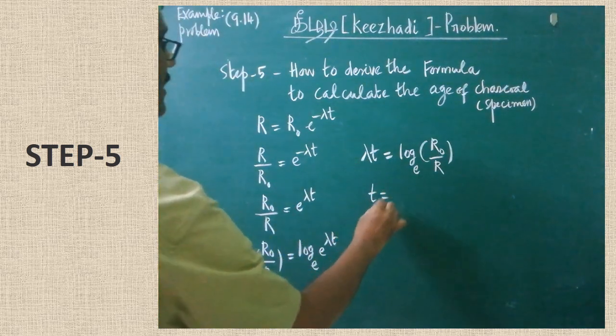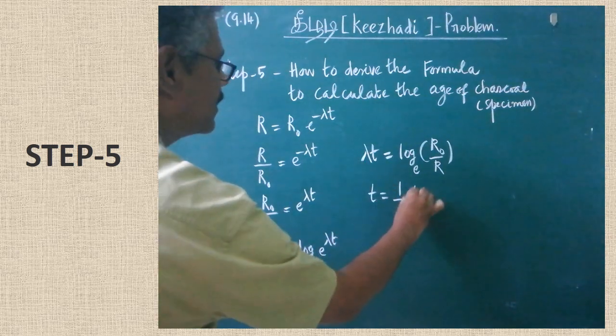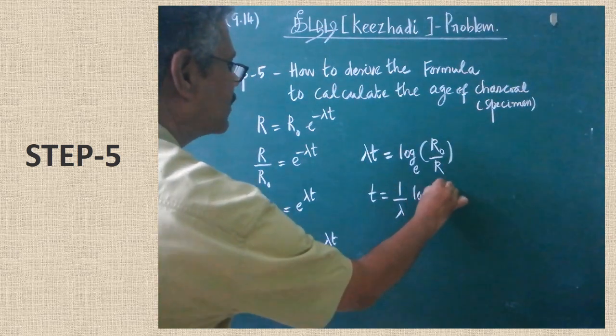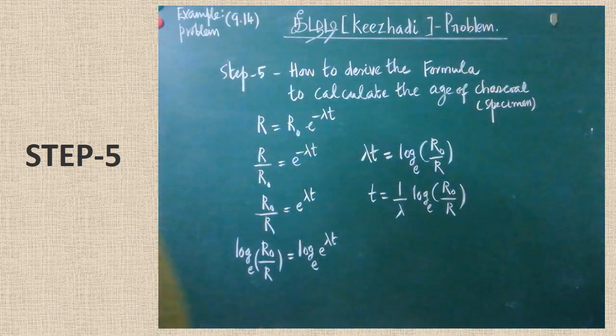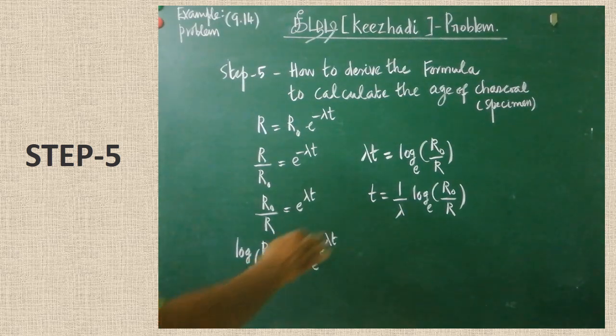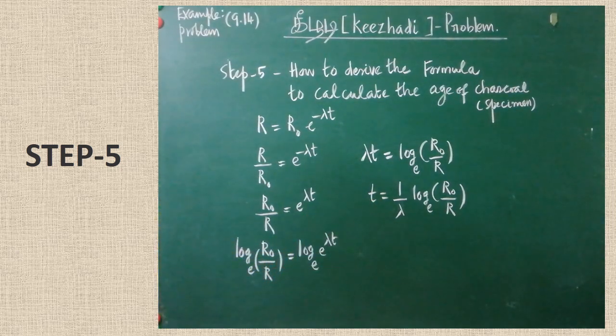Here the final expression is, t, that is the age of the specimen, is equal to 1 by lambda, cross multiplied, log to the base e of R naught divided by R. Specifically this step is very important. You should know how to derive the expression for the age of the specimen. Without learning the proper form, we can't proceed further. That's why I have taught specially how to calculate the t value, the age of the specimen. Are you clear? This is a required thing.